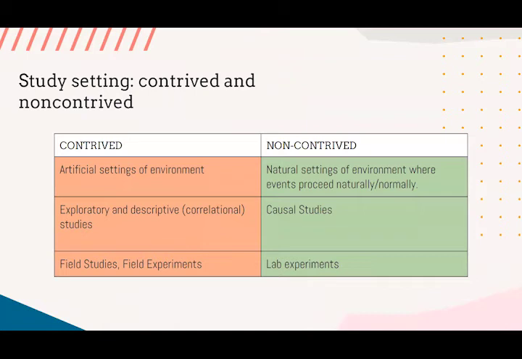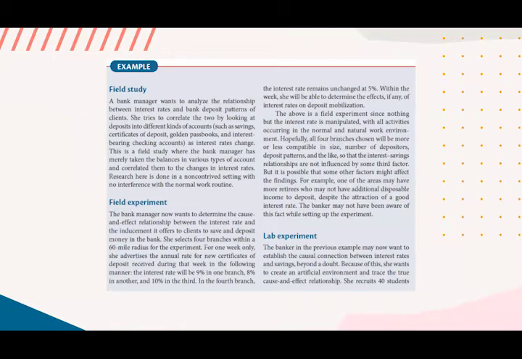Next, we have study setting. There are two study settings, which is contrived and non-contrived. Contrived is where the environment setting is artificial, while non-contrived is the natural one. A contrived setting of environment is usually used to study exploratory and descriptive studies, while natural setting of environment is used for the causal ones.